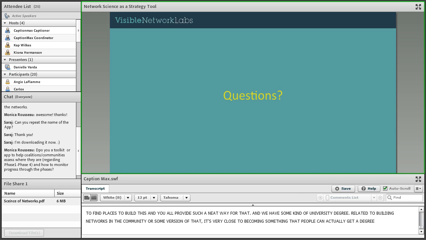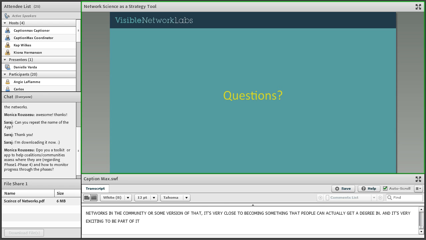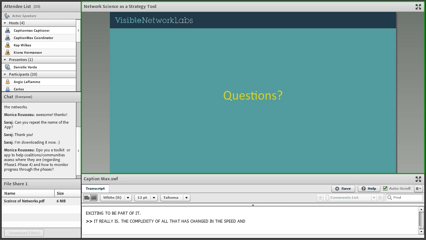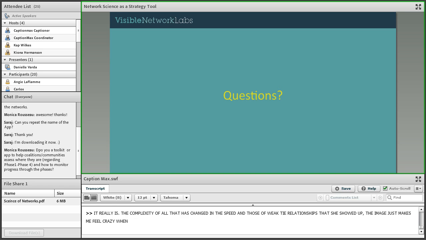And so I agree. It's hard for people in communities and leading this work to find places to build this skill. And you all provide such a neat way for that. I think we're going to see more and more of it. I would even guess one day we'll have some kind of university degree related to building networks in community. It's very close to becoming something people can actually get a degree in, because there's that need for career and skill building for people in the world today. So it's really exciting to be a part of it.